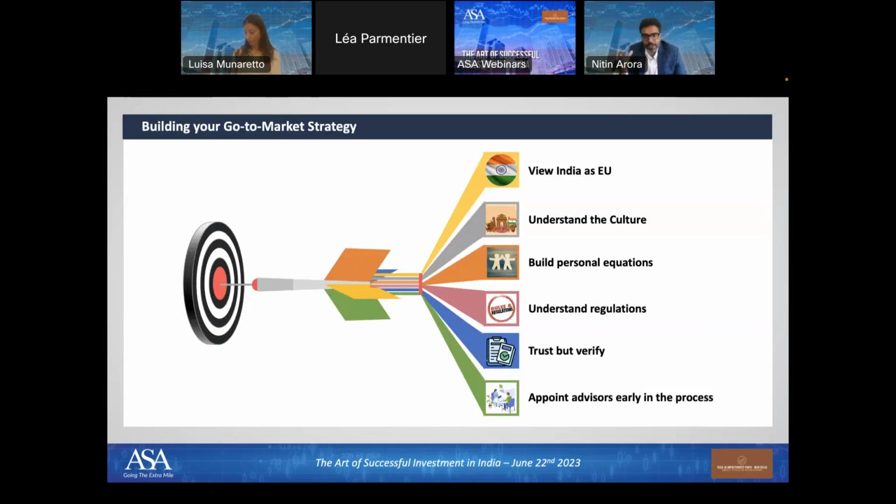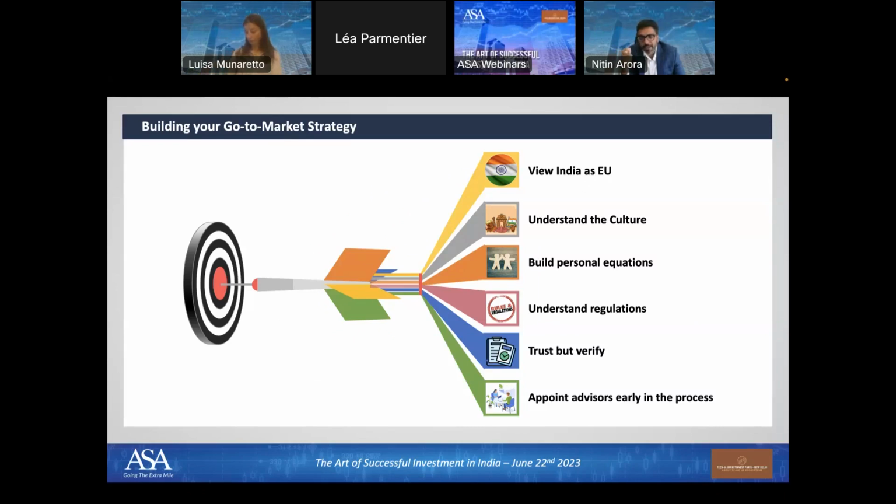Once you've decided on India, it's very important to build your go-to-market strategy. How do you enter into India? What are the key factors you have to look at? And these are true for investing in any other country, but there are certain nuances which we would like to talk about, which are very peculiar to India.